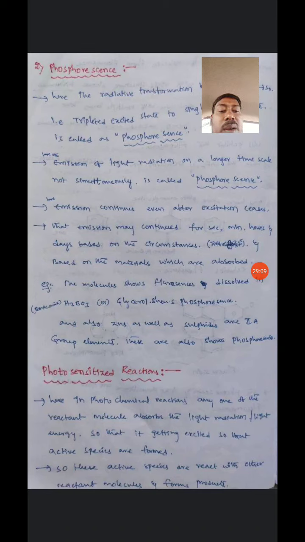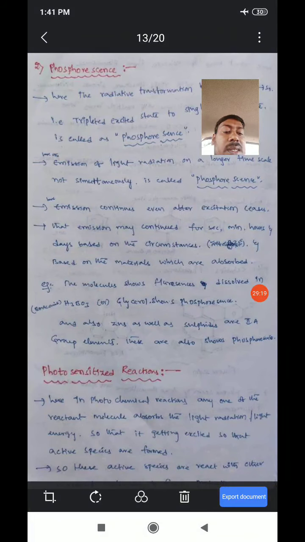For example, molecules which show fluorescence dissolved in boric acid H3BO3 or glycerol show phosphorescence, and also zinc sulfide, as well as sulfides of the second group A elements, also show phosphorescence.